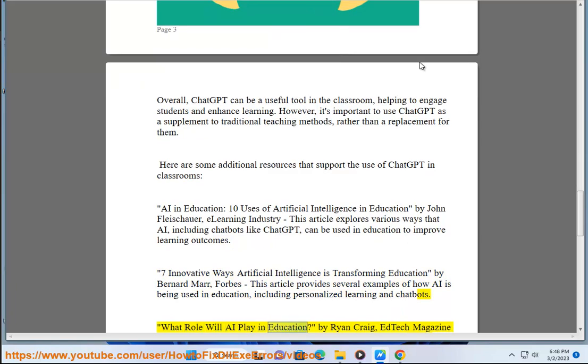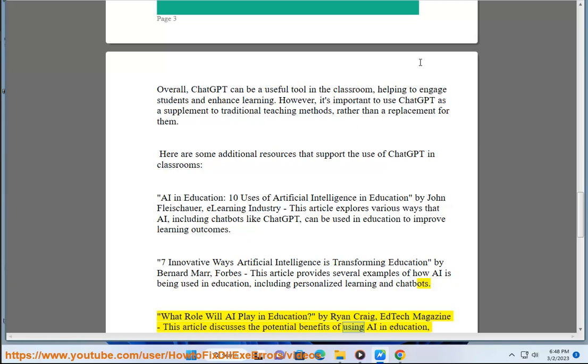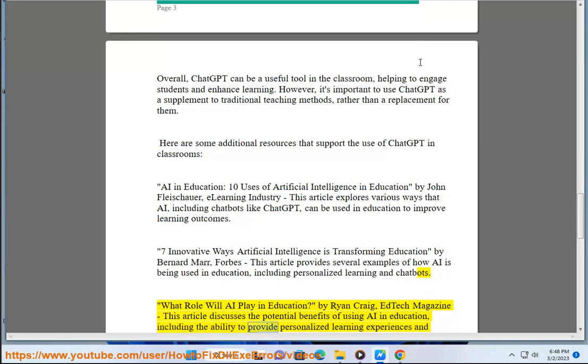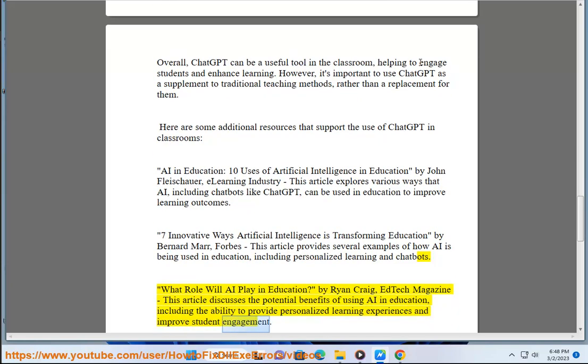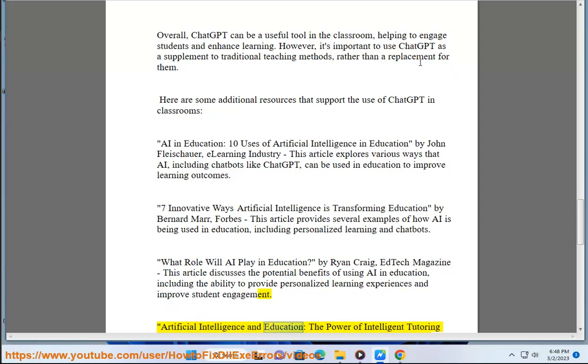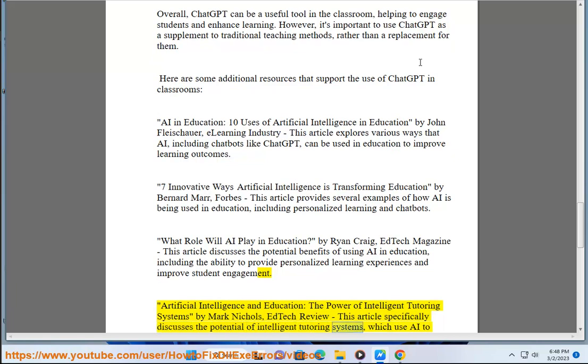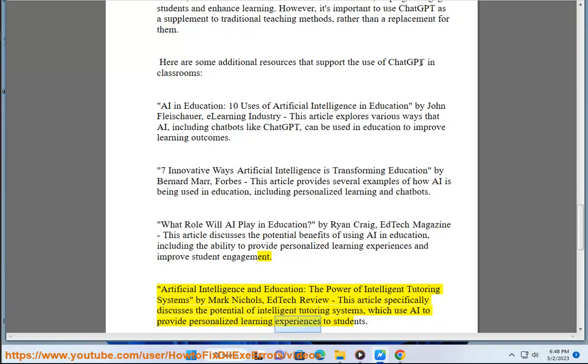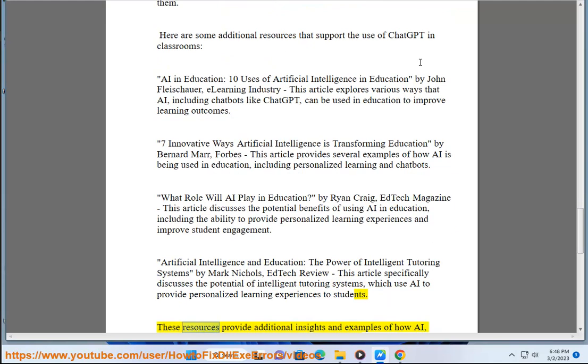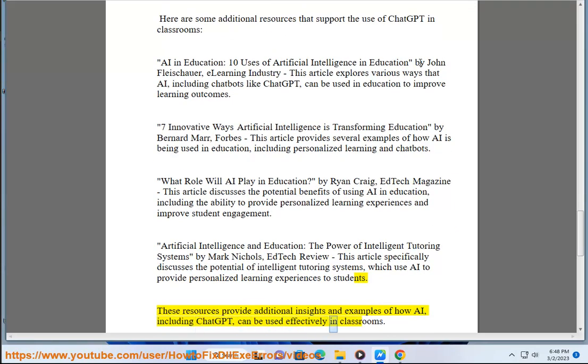What Role Will AI Play in Education? By Ryan Craig, EdTech Magazine. This article discusses the potential benefits of using AI in education, including the ability to provide personalized learning experiences and improve student engagement. Artificial Intelligence and Education, The Power of Intelligent Tutoring Systems by Mark Nichols, EdTech Review. This article specifically discusses the potential of intelligent tutoring systems, which use AI to provide personalized learning experiences to students. These resources provide additional insights and examples of how AI, including ChatGPT, can be used effectively in classrooms.